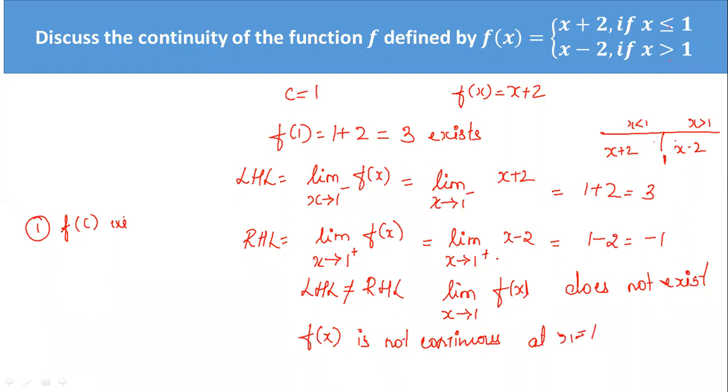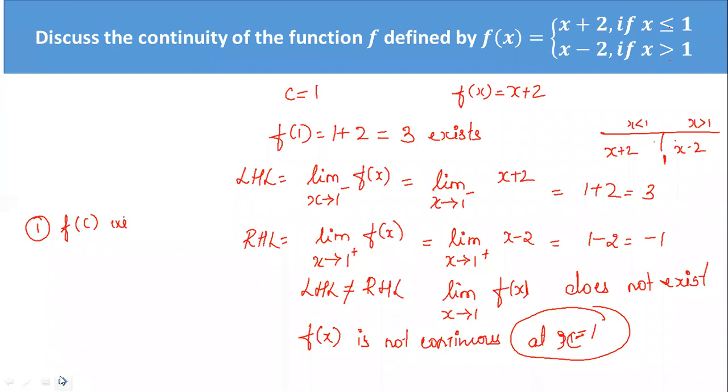So the given function is continuous at x greater than 1 and less than 1, but it is not continuous at x is equal to 1. So this is your answer. The function is continuous at every point greater than 1, at every point less than 1, but it is not continuous at x is equal to 1. So is this clear, students? Yes. So we'll move on.